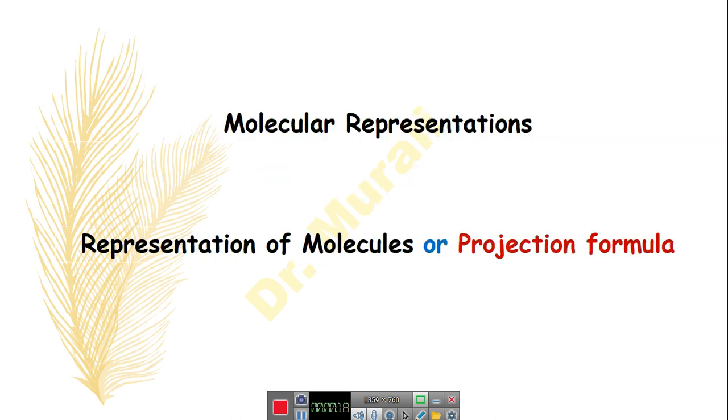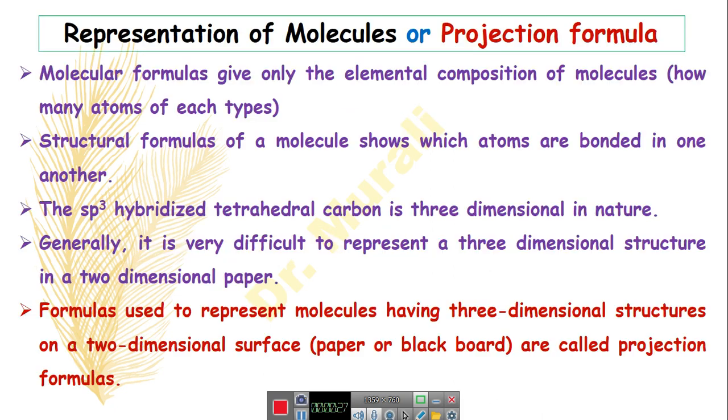Before going to the topic, let us understand what is molecular representation or representation of molecules or projection formula. Molecular formulas of a molecule give only the elemental composition of the particular molecules. That means how many atoms of each type are present in the molecule. Whereas structural formulas of a molecule show which atoms are bonded to one another.